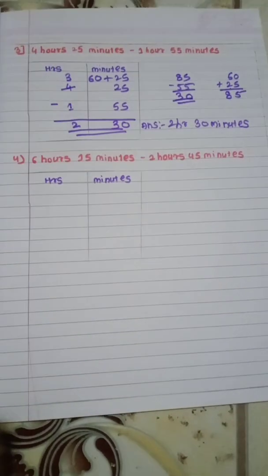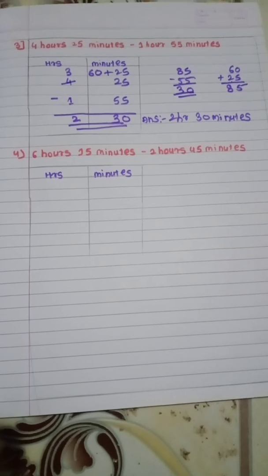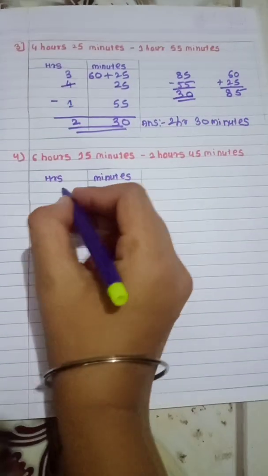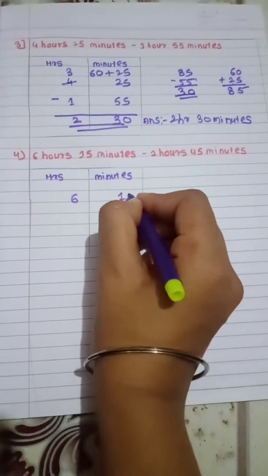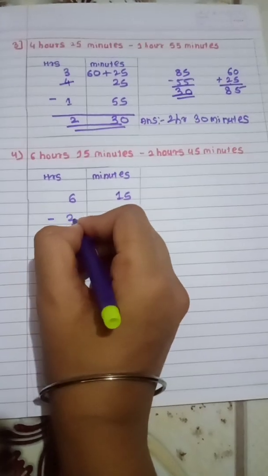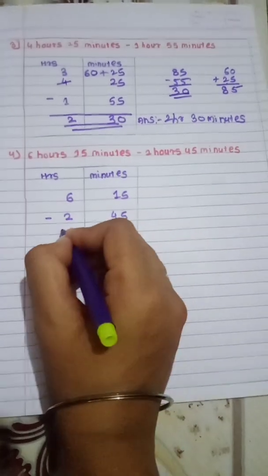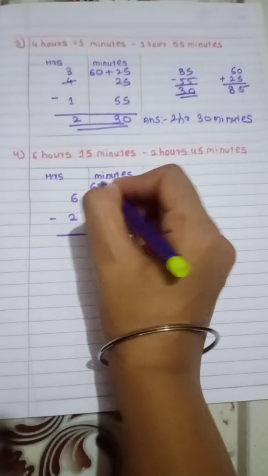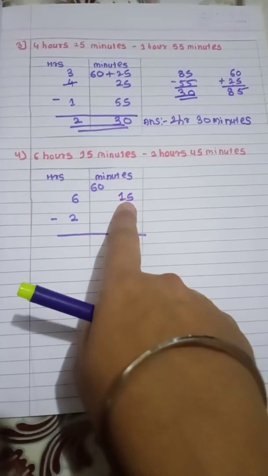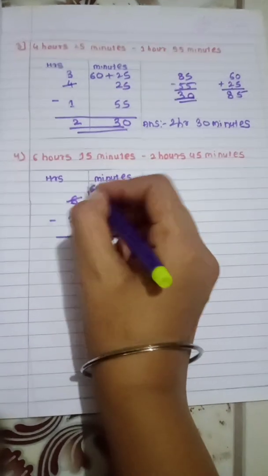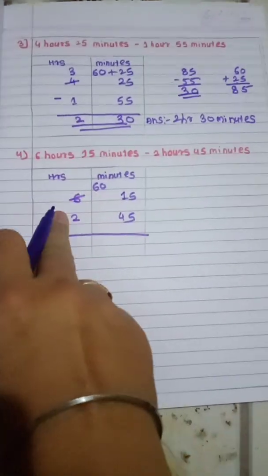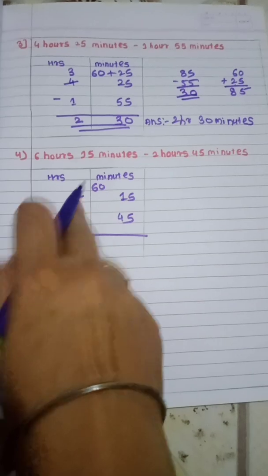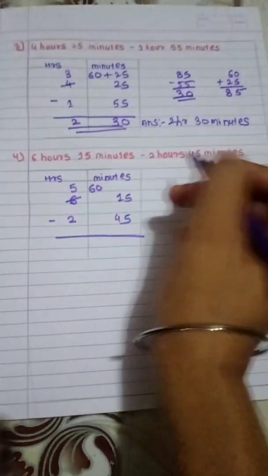Okay students. Now the next sum. 6 hours 15 minutes minus 2 hours 45 minutes. So again I will borrow 60 because 45 cannot be subtracted from the 15. And 60 minutes means 1 hour. So I have borrowed 60 minutes from here. So 6 minus 1 hour, so 5 will be remaining.